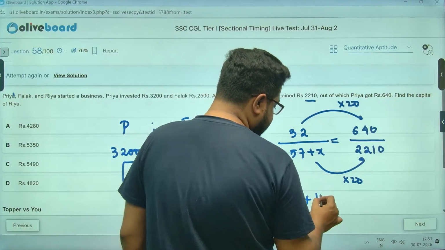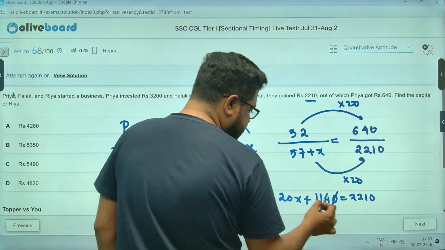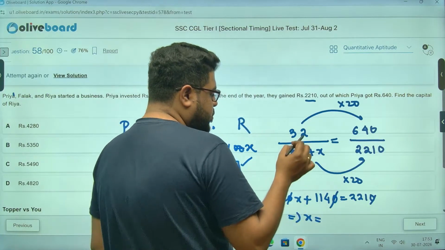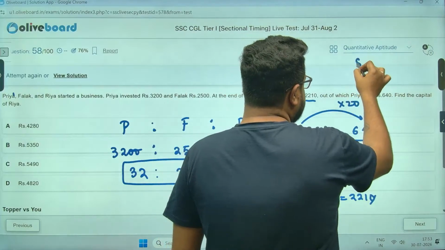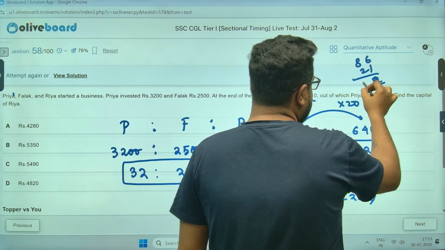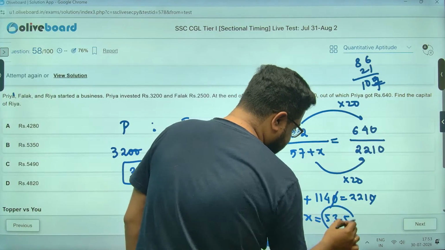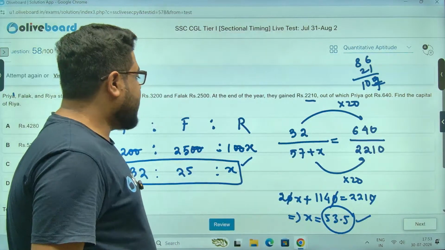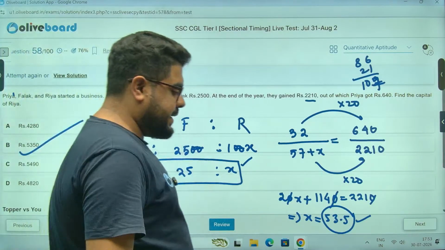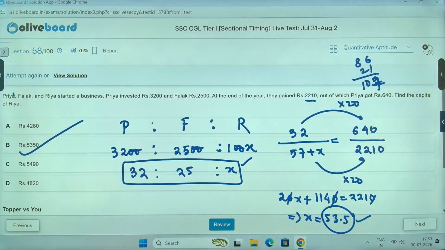57 2s are 114 and a 0. 2210. 0, 0, 0 gone, sir. So x becomes 221 minus 114, meaning 107 by 2, 53.5 is the value of x. But again, I want 100x. So 5350 rupees, option number B is the correct answer. Option number B is the correct answer, sir.